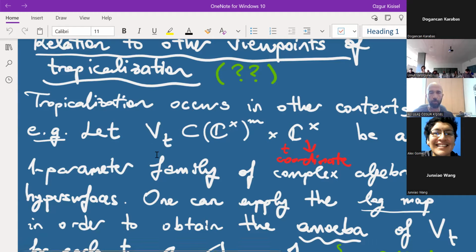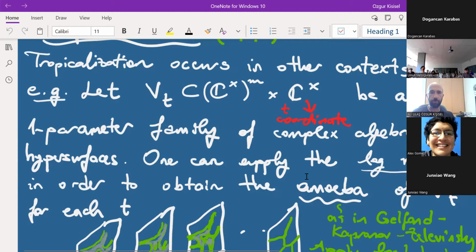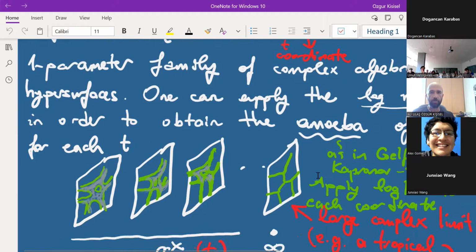Maybe the most well-known one: take some one-parameter family of complex algebraic hypersurfaces in some C star to the power n. Now the second C star is just the T coordinates. One could apply the log map in order to obtain amoebas of these V_t for each t. Then you would have some picture like that.